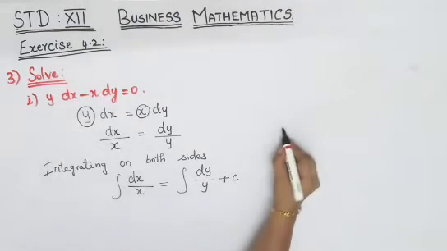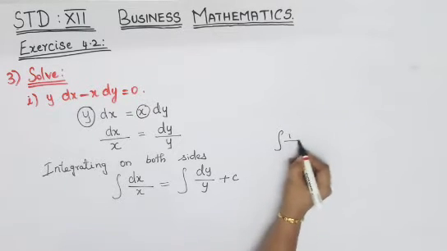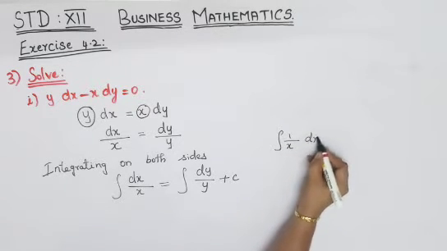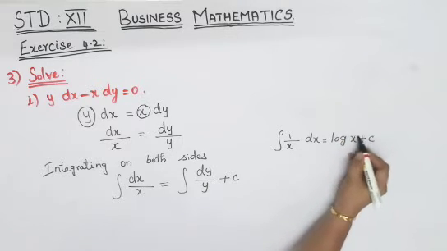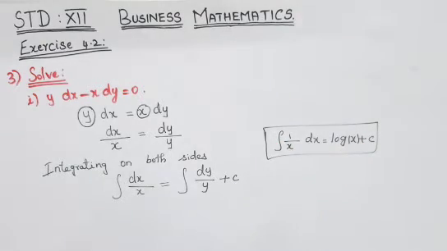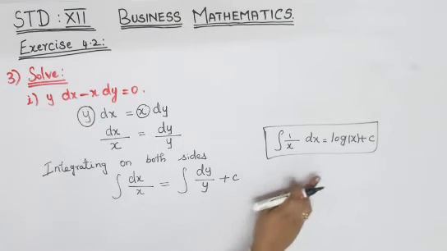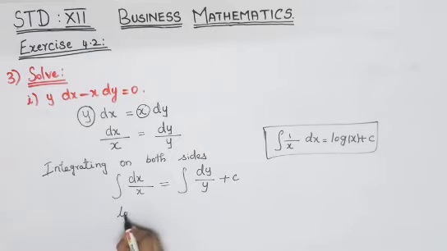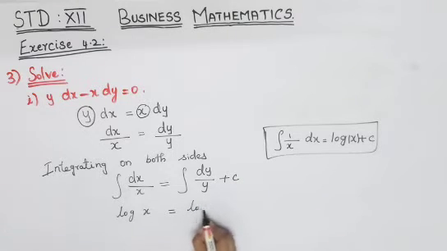Now the integral formula: the integral of 1 by x into dx is equal to log x plus c. So this is your 1 by x dx formula, and we'll just use that formula here. Now dx divided by x is nothing but 1 by x into dx. So we can write that side as log x, and on this side, instead of x you just apply y, you will get the same formula. So it is log y.